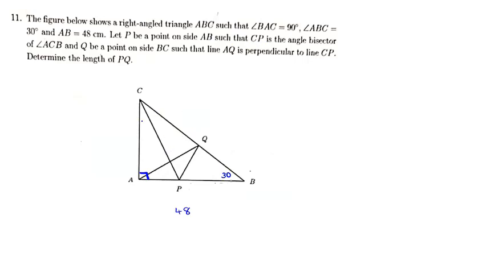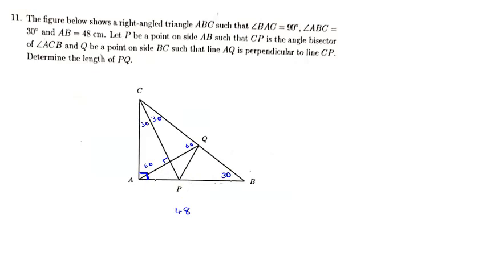So we know angle C is 60, so it should be 30, 30. Let's apply these on the figure. And let Q be a point on side BC such that AQ is perpendicular to CP. Determine the length of PQ.